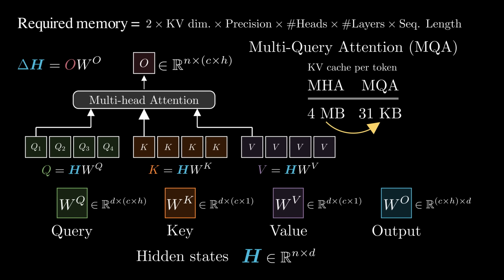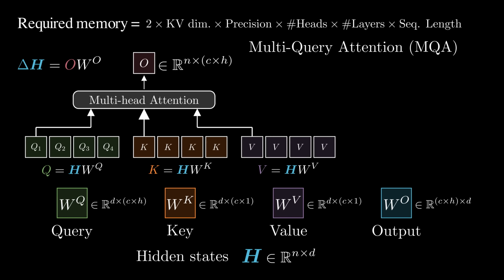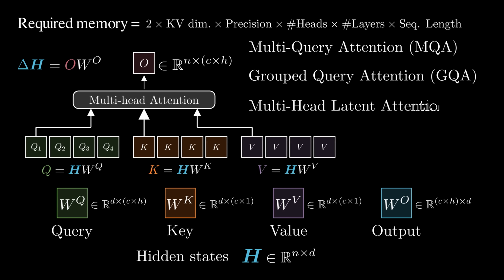However, there's a catch. By sharing key and value vectors across all heads, MQA reduces its ability to model nuanced relationships between tokens. As a result, MQA's performance degrades considerably compared to the original multi-head attention. This limitation has inspired several subsequent innovations, such as grouped query attention, GQA, and multi-head latent attention, MLA. But all of these methods focus on the number of attention heads. Instead, DeepSeek's new attention mechanism shifts the focus from the number of heads to the sequence length.